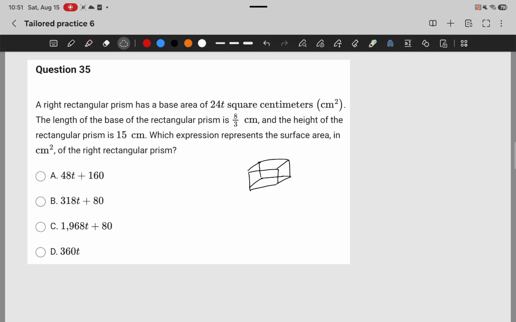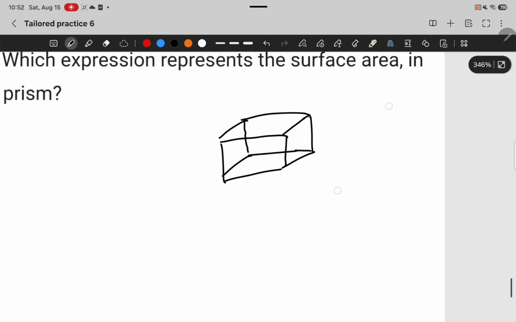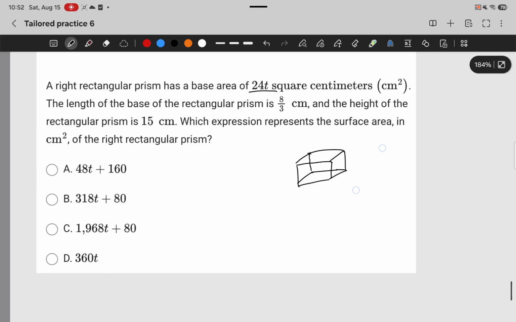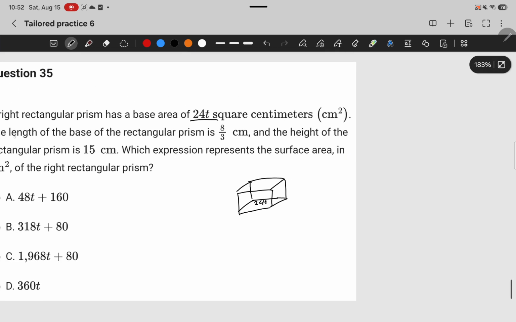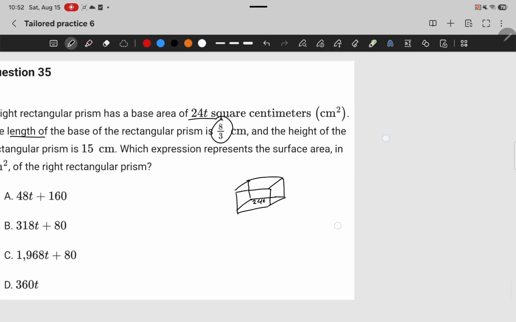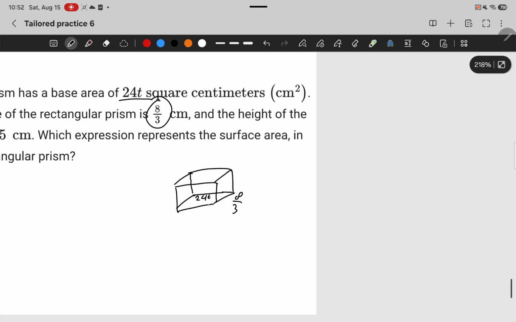A rectangular prism has a base area of 24 square centimeters, and I have drawn the sketch. So we have this area to be 2040, and the length of the base is 8 over 3. So this one is 8 over 3. So the other side will be 2040 divided by 8 over 3.